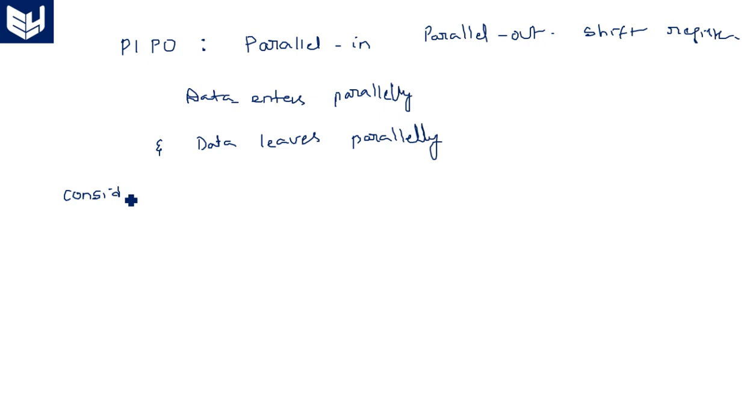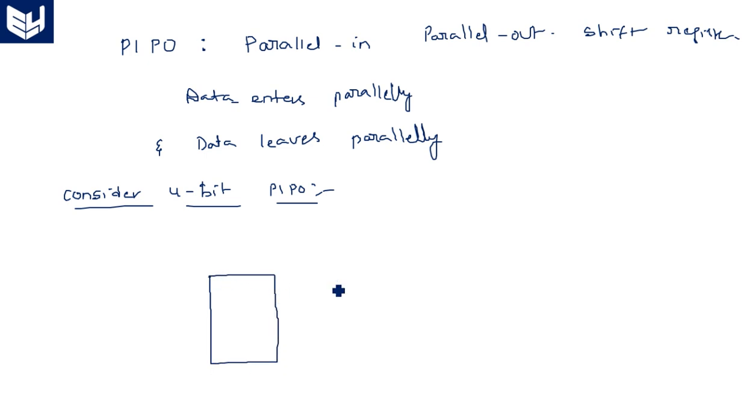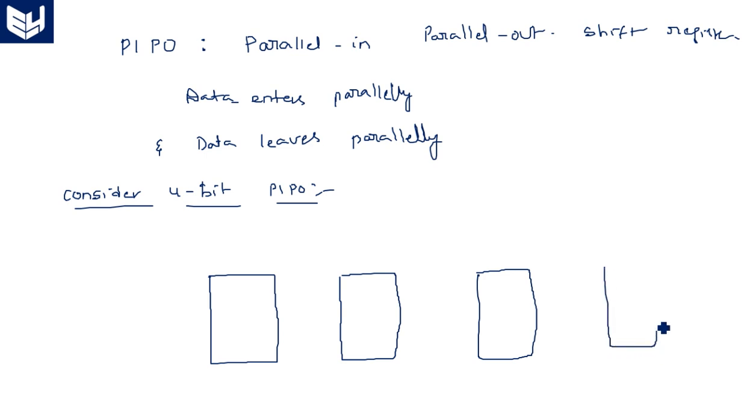Consider a 4-bit parallel in, parallel out shift register. For 4-bit operation we should consider 4 flip-flops, because each flip-flop is capable of storing 1 bit of information. So for an n-bit shift register we need n flip-flops.